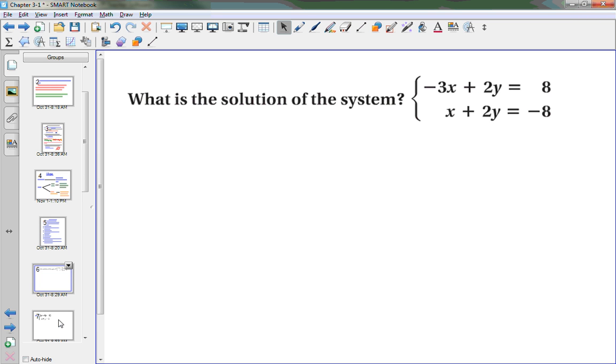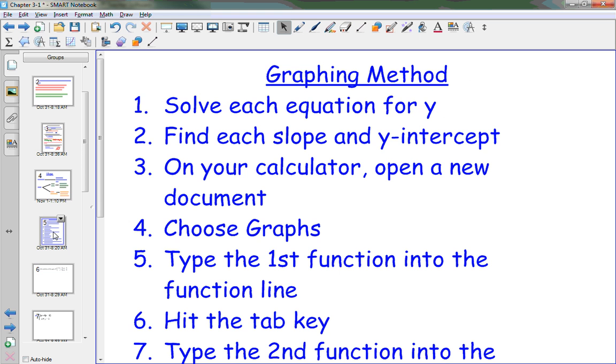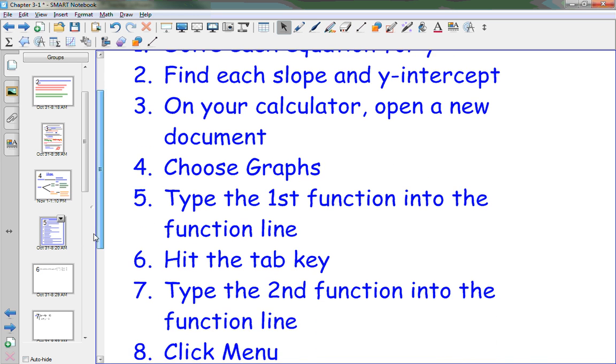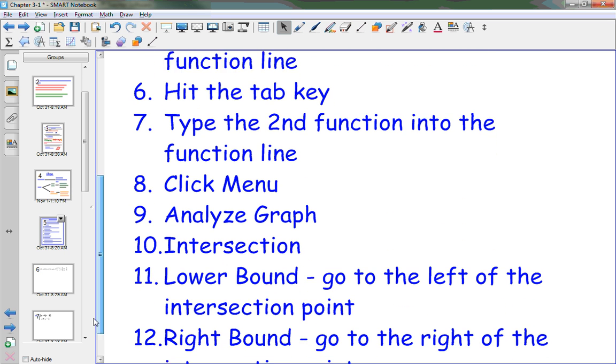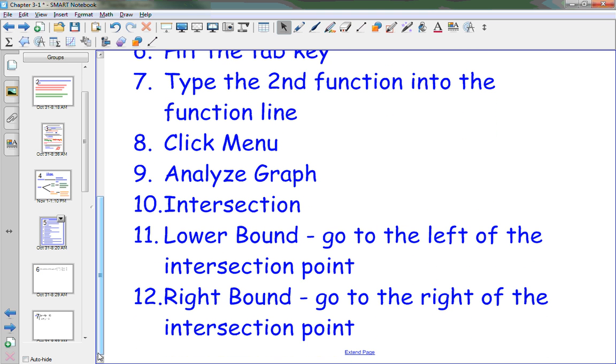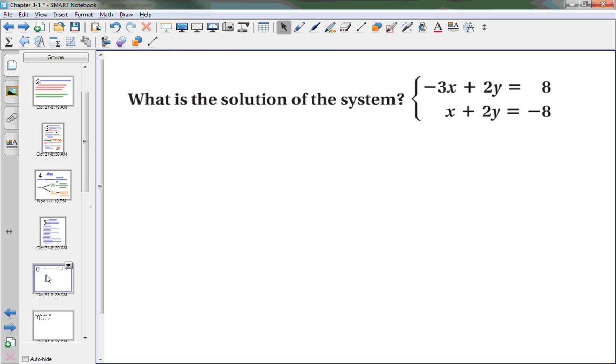Now, I skipped a page here, and I did this because we're going to be doing this all together here in a minute. And these are the steps to find the intersection point graphically on the graphic calculator. Okay? And you guys know how to do that. It's not going to be that big of a deal. We'll walk through them together here in a little bit. But basically, it's solve each equation for y, find each slope and y-intercept on your graphic calculator, open a new document, choose graphs, type the first function, hit the tab key, type the second function, click menu, analyze graph, intersection point, lower bound, enter, right down, enter, and then it gives you your POI. And we'll do all that here in a second.